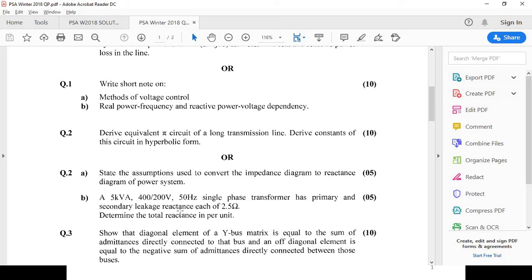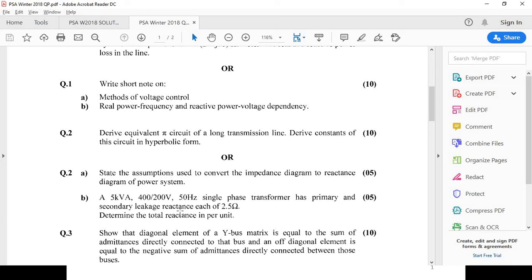So what is the question? A 5 kVA 400 by 200 volt 50 Hz single phase transformer has primary and secondary leakage reactance each of 2.5 ohm. That is, the transformer rating is given, it is a step down transformer, frequency is given, type is single phase, and the primary and secondary leakage reactances are given. But what is the question? Determine total reactance in per unit.